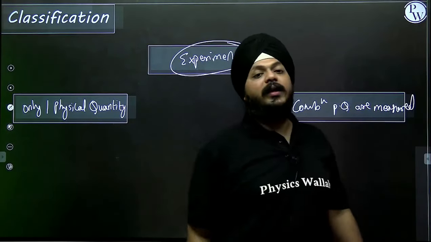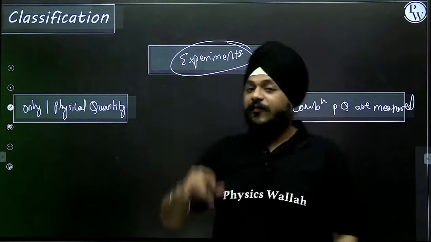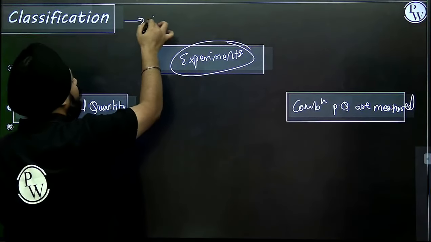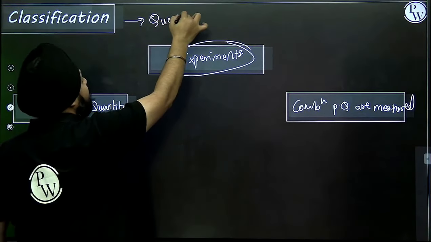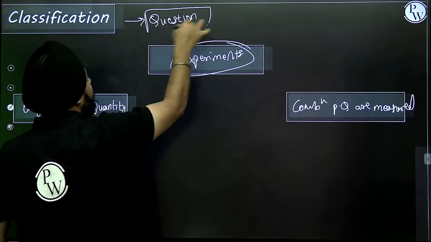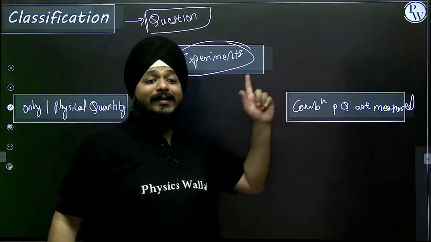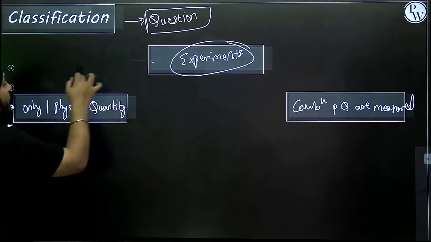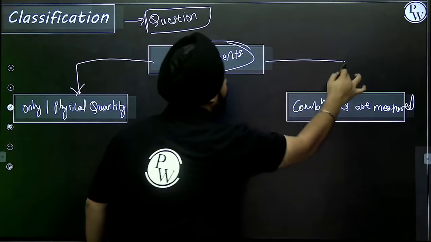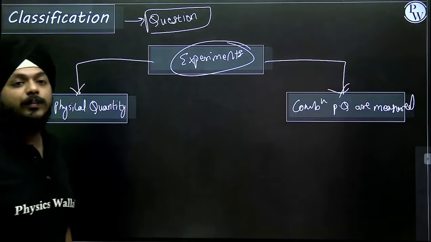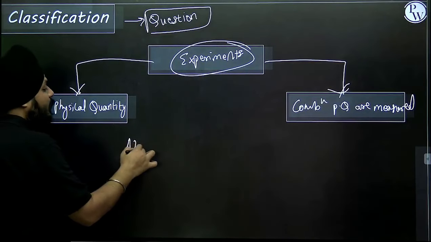Basically, there are two ways. This classification is according to the question point of view, how questions are asked in the examination. I am conducting one experiment in which only one physical quantity is measured, and in another, a combination of physical quantities is measured.